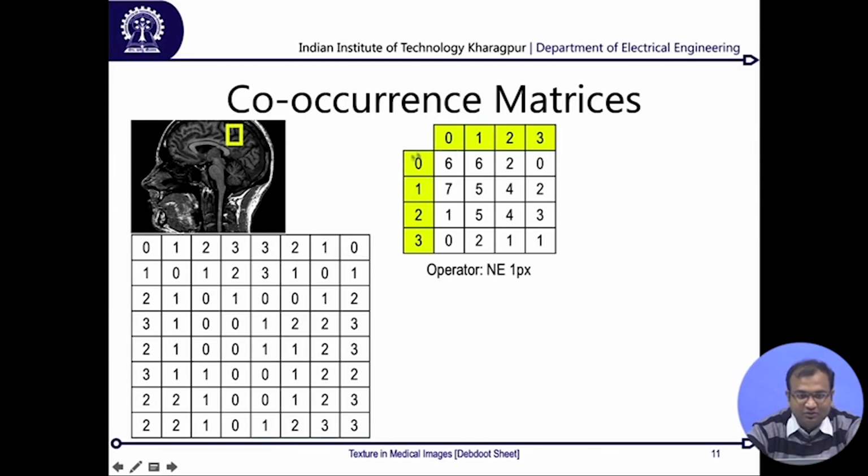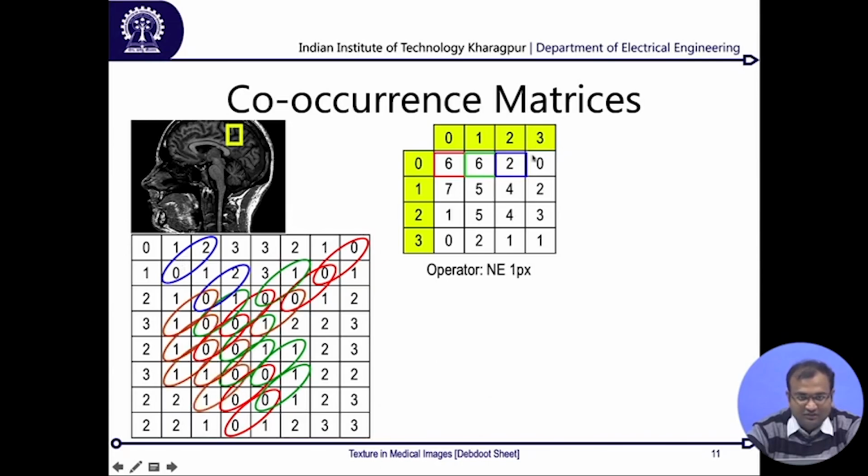Now let's start by counting. If x is 0 and the pixel towards its northeast is also 0, let's see how many of them are there. You can distinctly count that there are 6 such occurrences, so it gets filled up with 6. The next one is my central pixel is 0 and it's pointing to a northeast pixel which has a value of 1. Interestingly, there are also 6 such combinations. For the next one, I have a central pixel of 0 and it points to an intensity value of 2. There are 2 such occurrences. For here we don't have any of them.